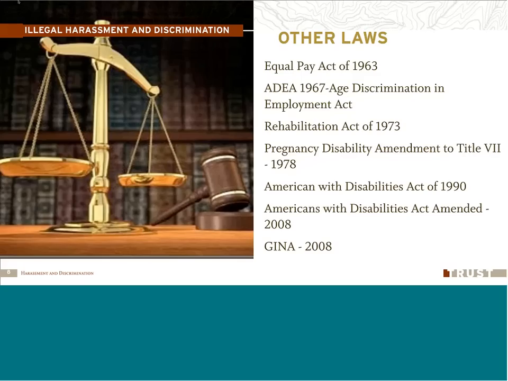Also in 1990, we had the Americans with Disabilities Act. In 2008, the Americans with Disabilities Act was amended to make sure that we are giving people the protection intended by the law. And then also in 2008, there was a new law passed called GINA, or the Genetic Information Non-Discrimination Act.